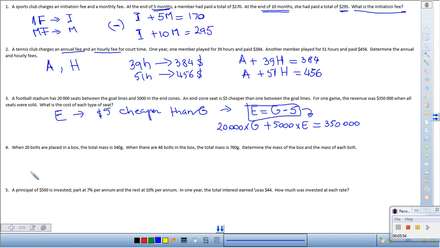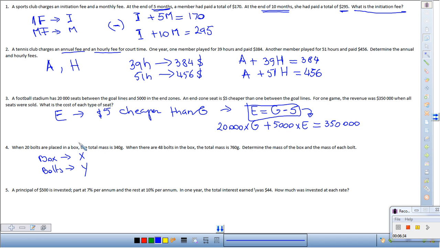Number 4. When 20 bolts are placed in a box, the total mass is 340 grams. When there are 48 bolts in the box, the total mass is 760 grams. Determine the mass of the box and the mass of each bolt. So we have a box, which we can label X, and bolts, which we can label Y.